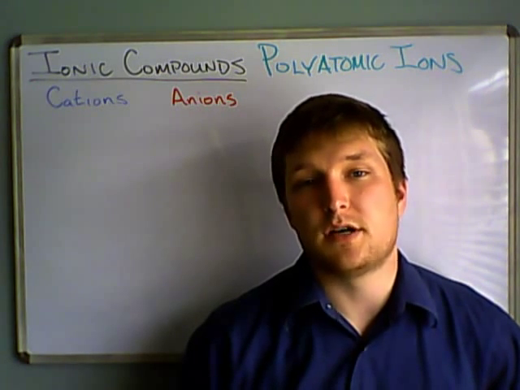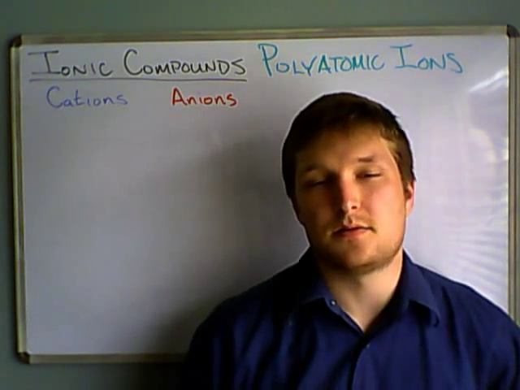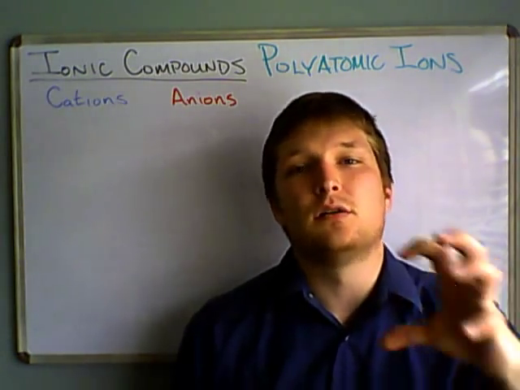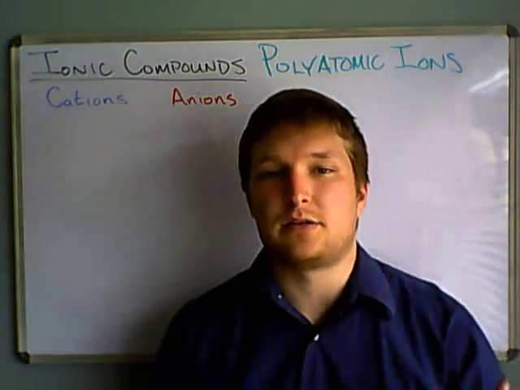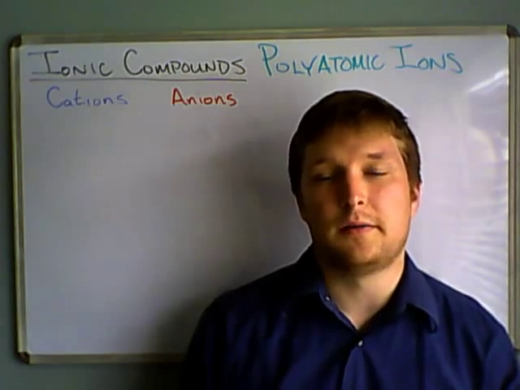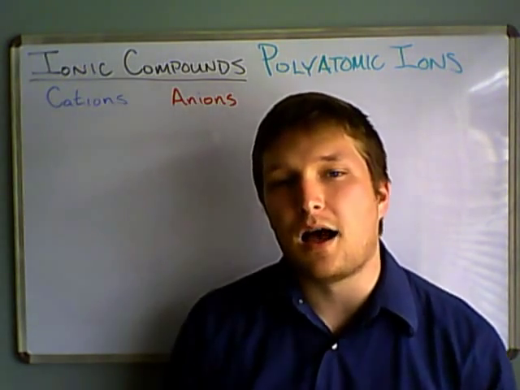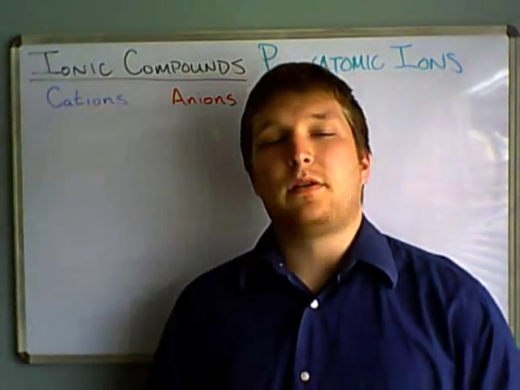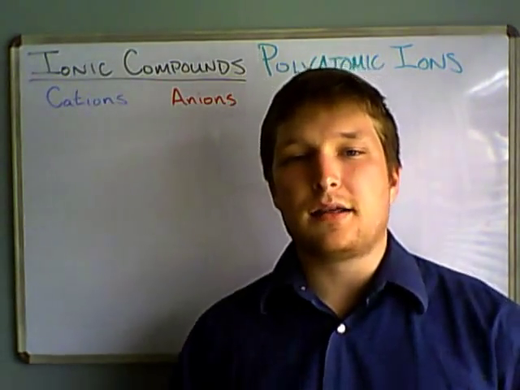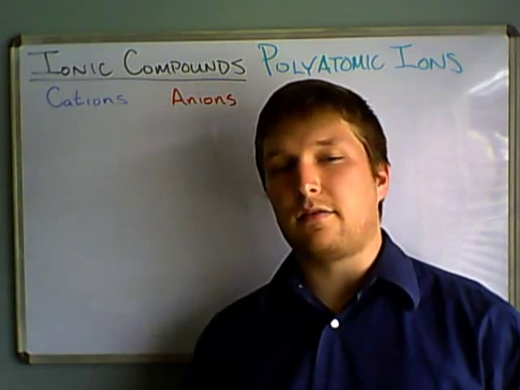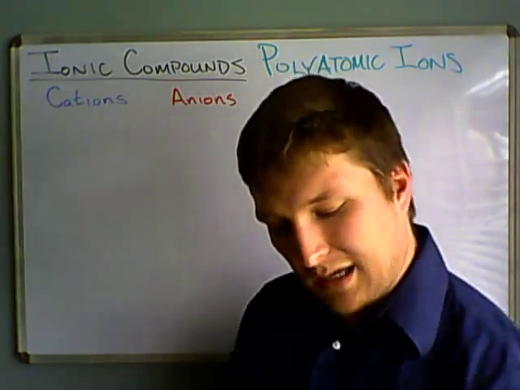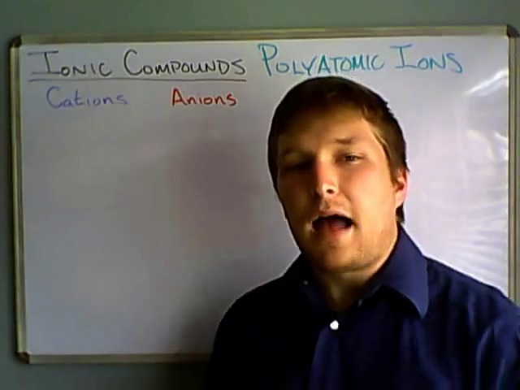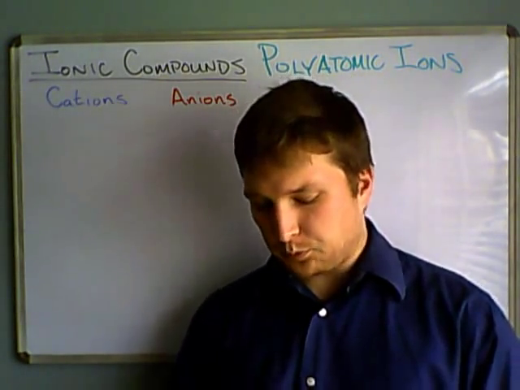Up until now, we've only talked about monoatomic ions. That's a single atom that has either lost or gained electrons, and now it has a charge on it. Well, there's also polyatomic ions. And they're usually anions, but there are a couple polyatomic cations. We'll get into that in another video. But right now, let's just go over the idea of how these anions behave.